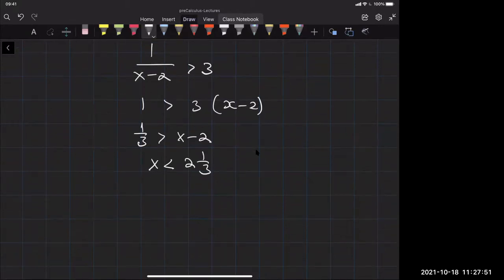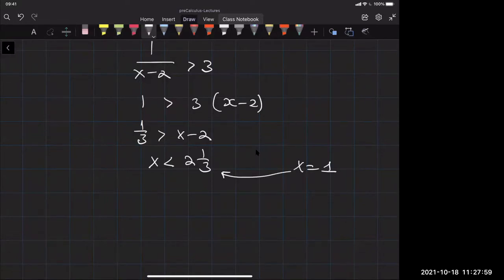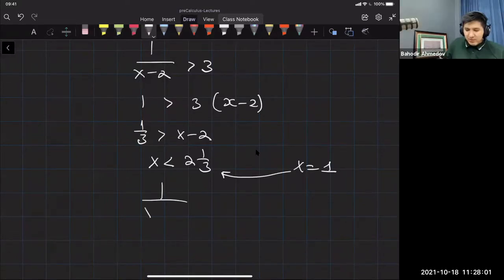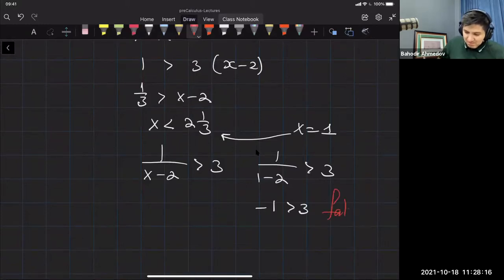Okay. For example, x is equal to 1. Is it a solution from here? No, it's less than 2. Right? Now let's substitute this. 1 divided by x minus 2 is greater than 3. If I substitute the 1, it becomes 1 divided by 1 minus 2 greater than 3. And this is minus 1 is greater than 3. This is still false.